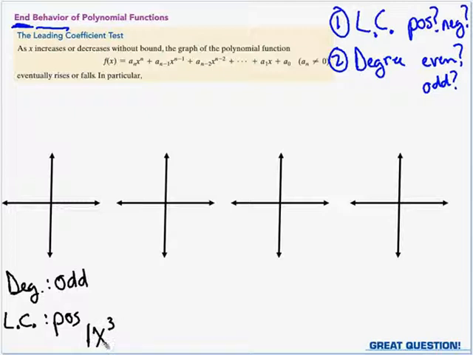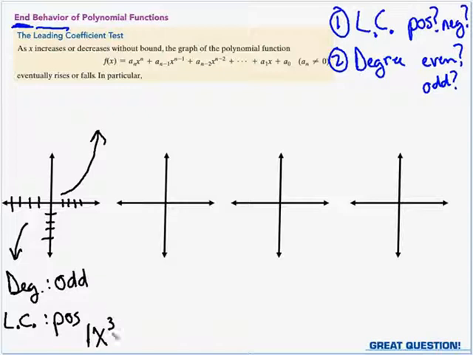And what does the graph of x to the third look like? Well, when we plug in positive numbers on the x-axis in the first quadrant, we get positive numbers out. So when we head to the right, we're going to head up toward infinity. And when we plug in negative x values and we cube them, we're going to get negative values on the y-axis. So in the third quadrant, we're going to go down. So that's the basic end behavior of a polynomial function with odd degree and a positive leading coefficient.